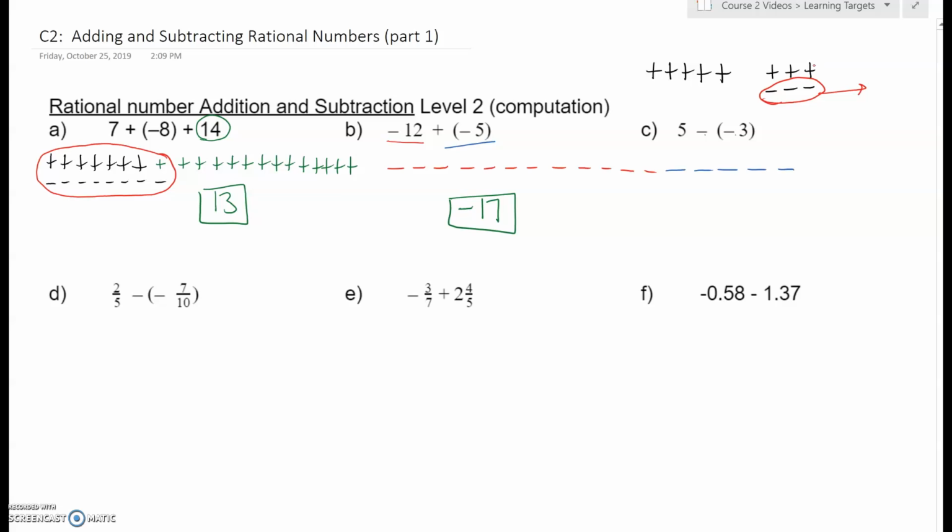Another way to look at this expression is 5 plus 3. Removing negatives is a positive thing. So our answer is 8.